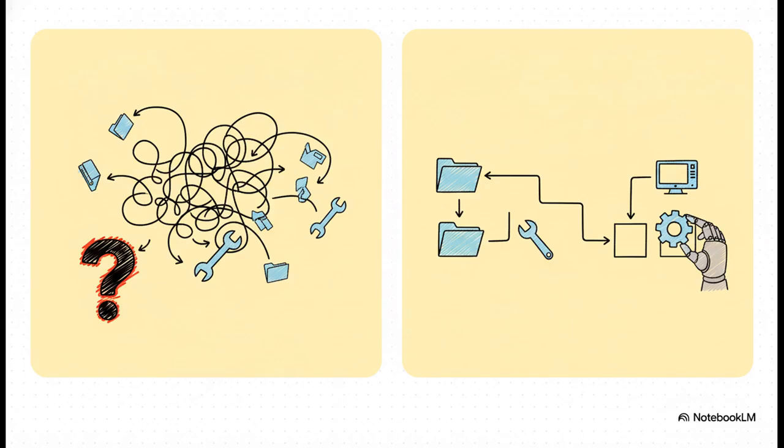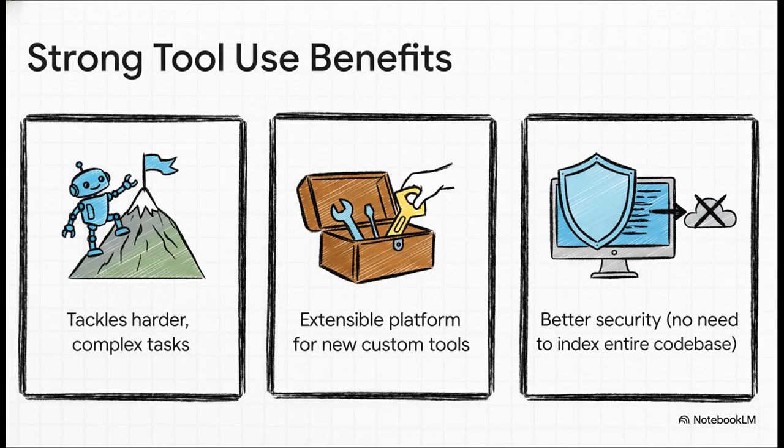It's pretty incredible. And that skill translates into some huge wins for you, the developer. First, it means your assistant can take on way harder, more complicated problems. Second, it makes the whole platform extensible. You can build your own custom tools, and the assistant can just learn to use them on the fly. And third, and this one is a big deal, it's way better for security. The model can just access the files it needs when it needs them. You don't have to upload and index your entire codebase on some remote server.